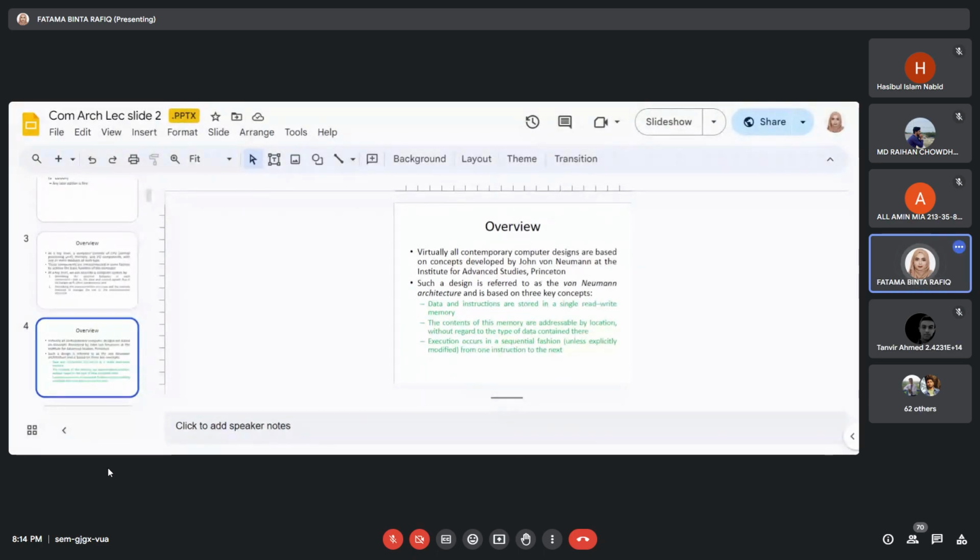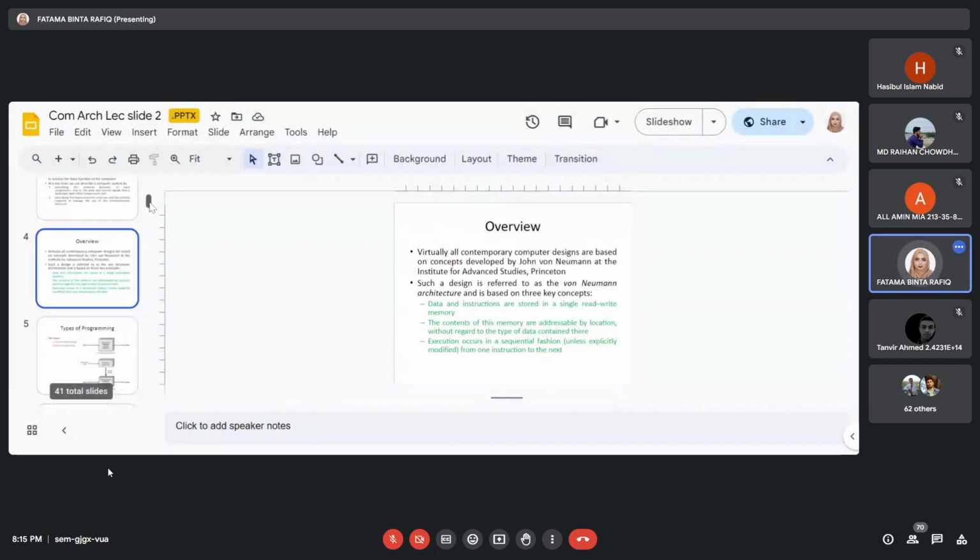I mainly want to avoid these sections, if there is no confusion, because we have already discussed them. So is there any confusion regarding the last class? Maybe not. Still, if you have, you can ask questions. So can I skip, right?